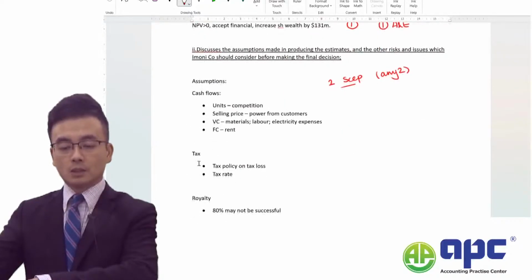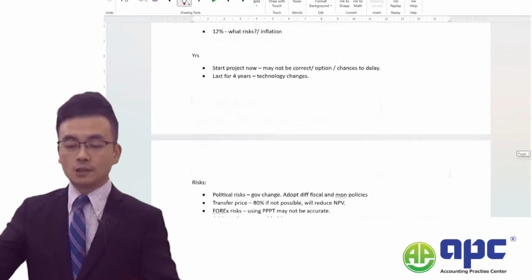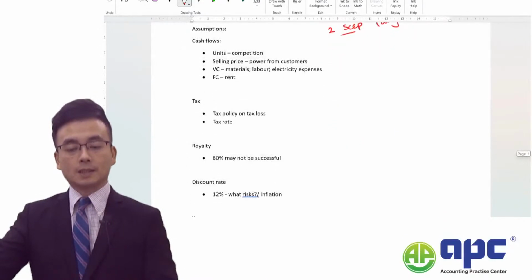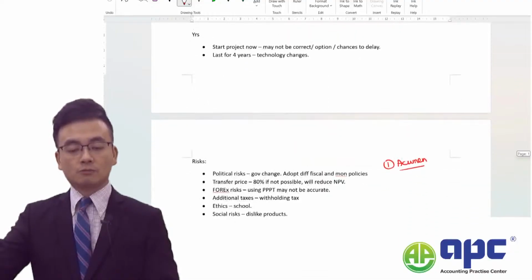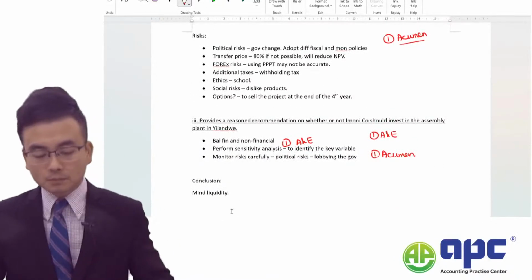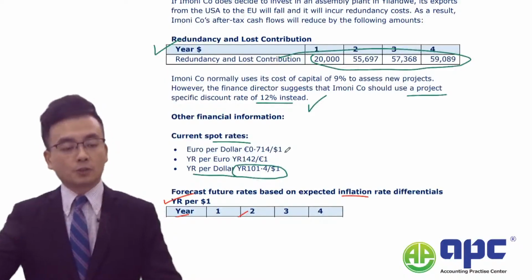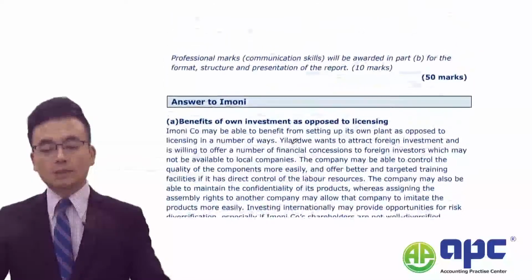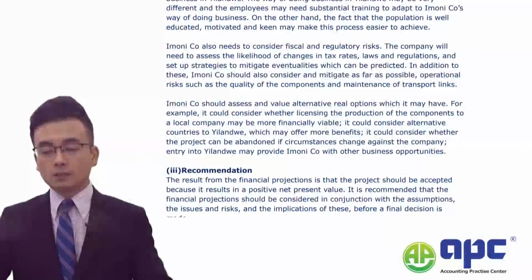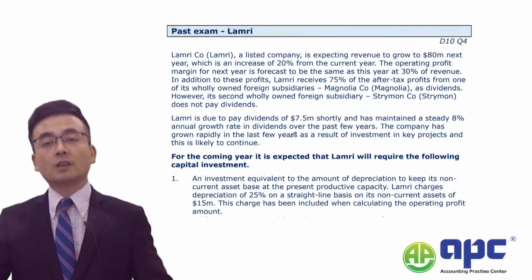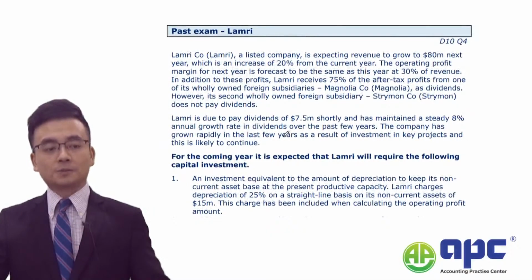Now, I would like to sum this up for you. Okay, so you can take a picture of that if you like. So that's the report, that's the assumptions and risks. And then finally, that's all for the international investment appraisal for the first question. Now, I would like to stop the tape here, and in the next part of our lecture, I would like to go through another question together with you. It's another style, so make sure you're ready. Lamry Company later on. Bye-bye.